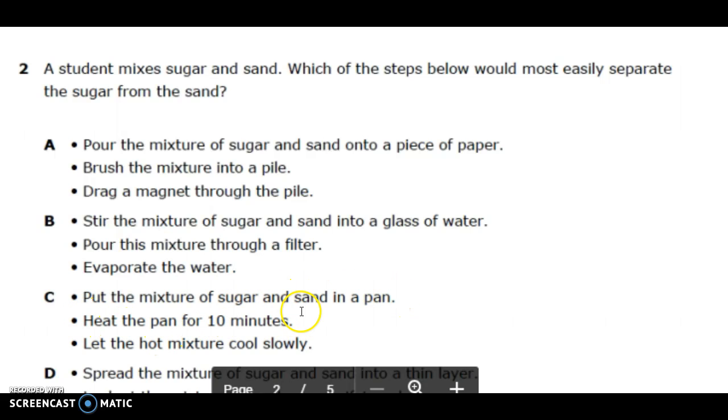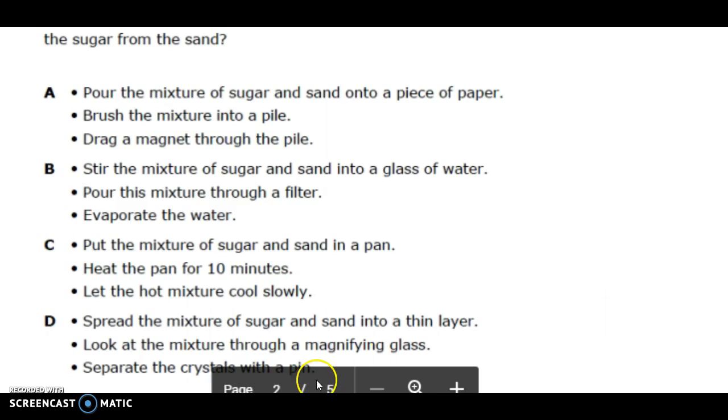C. Put the mixture of sugar and sand in a pan. Heat the pan for 10 minutes. Let the hot mixture cool slowly. D. Spread the mixture of sugar and sand into a thin layer. Look at the mixture through a magnifying glass. Separate the crystals with the pin.